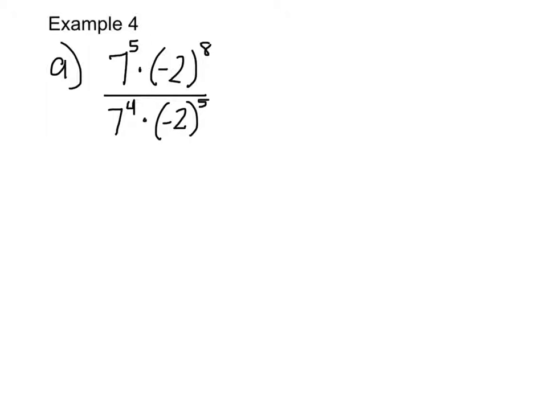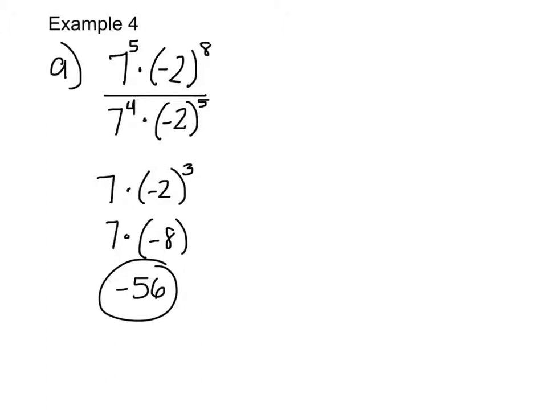Step 1, you don't have the same bases on top or on bottom, but you can do this. 7 to the 5th divided by 7 to the 4th. You can subtract them. That gives you 7 to the 1st, which is just 7, times negative 2. We have the same base again, negative 2 and negative 2. 8 minus 5 is 3. So negative 2 to the 3rd power gives us negative 8, and negative 8 times 7 gives us negative 56.